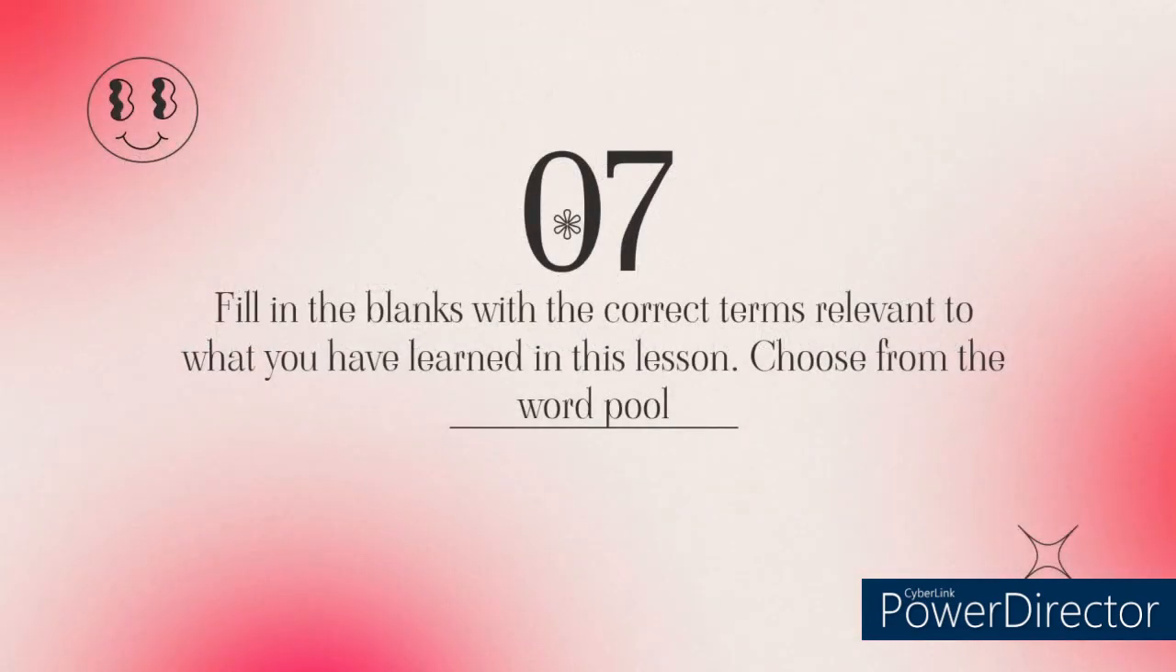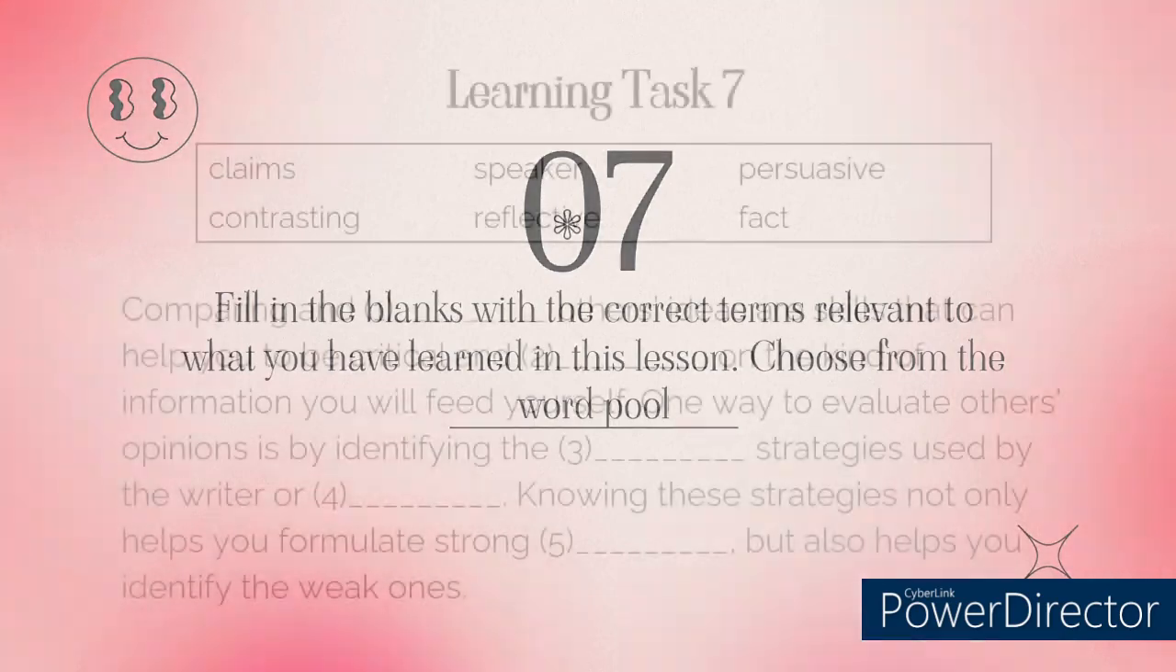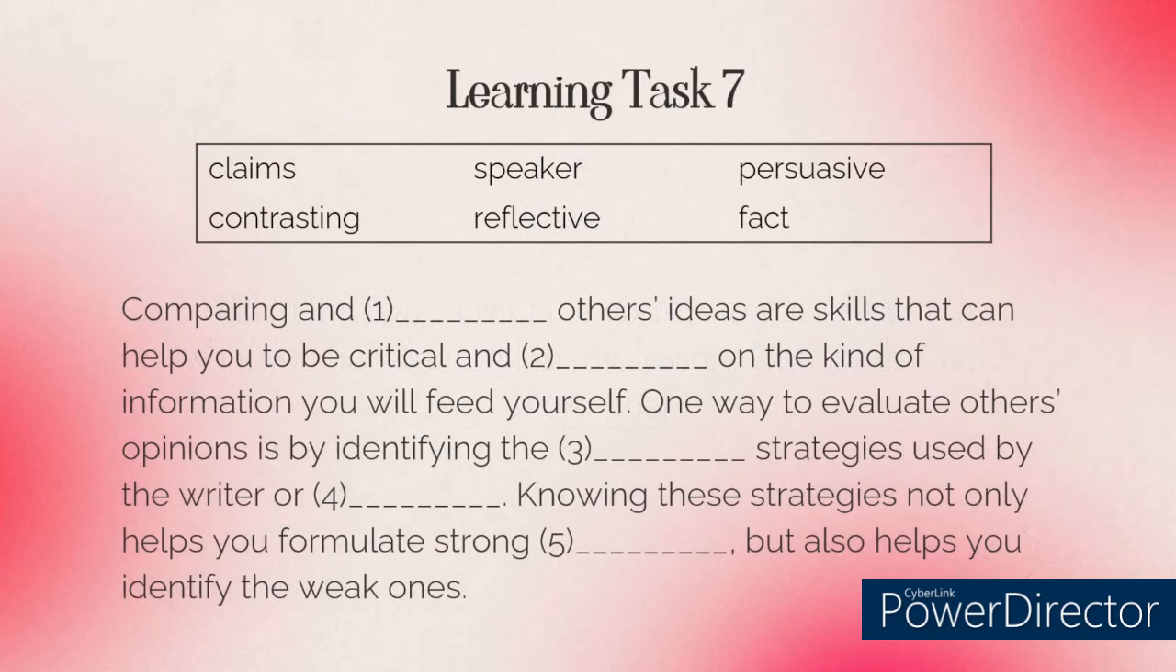Let's further enhance your understanding of the lesson by doing learning task 7. Fill in the blanks with the correct terms relevant to what you have learned in this lesson. Choose from the word pool. Here are the choices: claims, contrasting, speaker, reflective, persuasive, and fact.